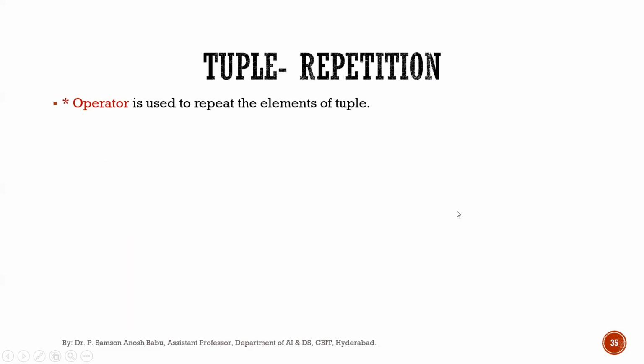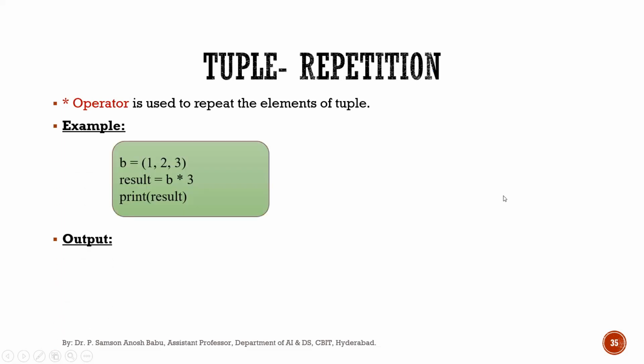Tuple repetition. The star operator, that is the asterisk operator, is used to repeat the elements of a tuple. Similar to list, you can use the star operator. Suppose B is the tuple and has the elements 1, 2, 3. If you would like to have this tuple multiple times, say 3 times, we can write B asterisk 3. So the result you can see in the output: the tuple 1, 2, 3 is repeated thrice, that is 1, 2, 3, 1, 2, 3, and 1, 2, 3, and stored in result.